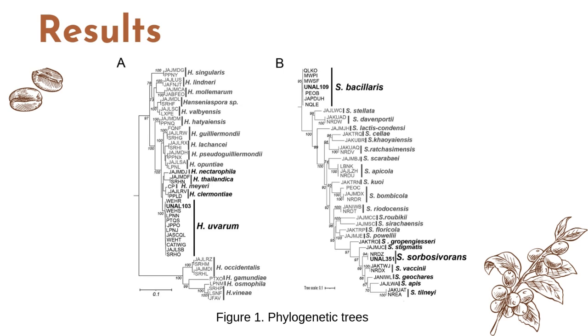In the first graph, identified as Hanseniaspora vineae. In the second one, the Hanseniaspora genus shows us Unal 103, it's Starmerella genus, and in the top of the graph, it's Starmerella bacillaris, and in the bottom, Starmerella sorbosivorans.